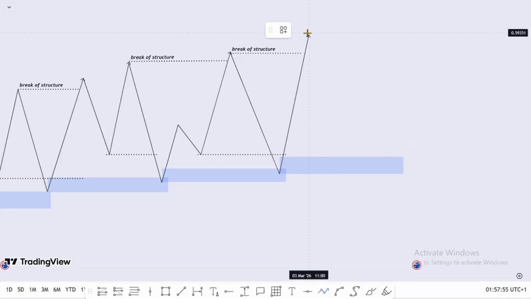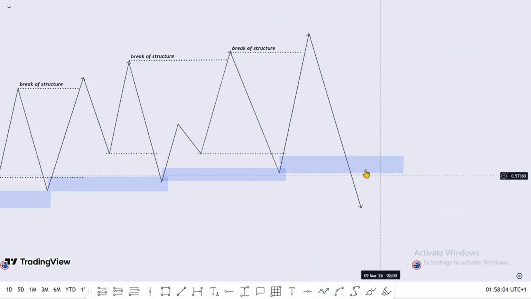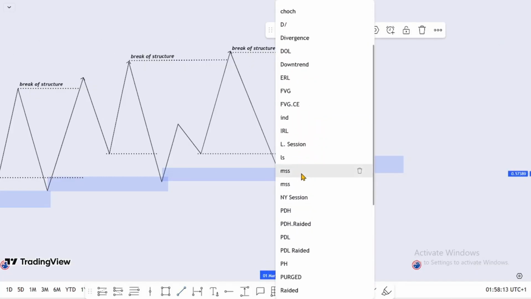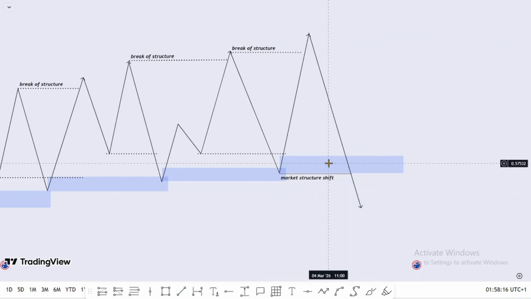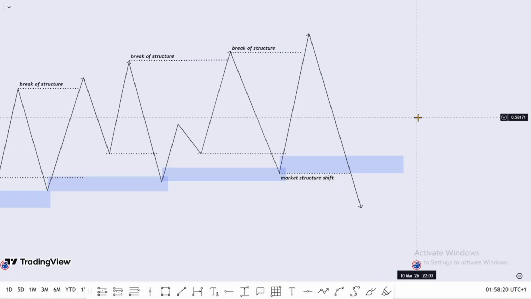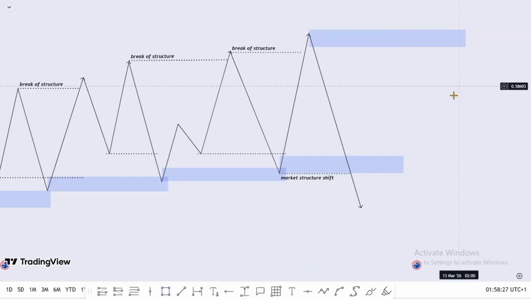So let's say that price comes back down, and instead of reacting from this level, it breaks this level. As it breaks this level, what do we have here? We actually have a structure break. But since this structure break is against the trend, what we have is called a market structure shift. Right? I hope you guys are understanding what I'm saying. So what we have is a market structure shift, and this is a new order block that is formed. A new bearish order block that is formed.